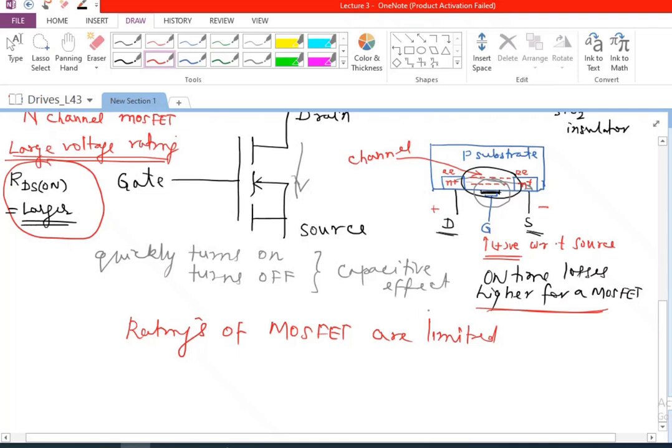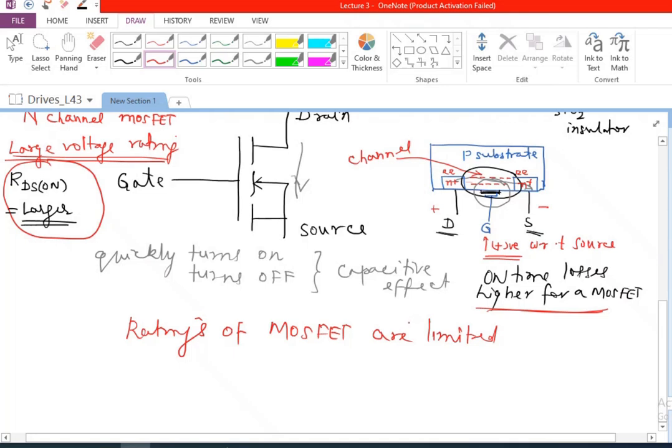So to conclude our discussion about MOSFET, most of the power MOSFETs are N-channel MOSFETs, and generally their on-time resistance is much higher than BJT. That is the reason why the losses could be higher. So heat sink requirement might increase, and it will have voltage based turn on. So you don't require a high gate current for turning on the MOSFET, and it is very quick in terms of turning on and turning off.